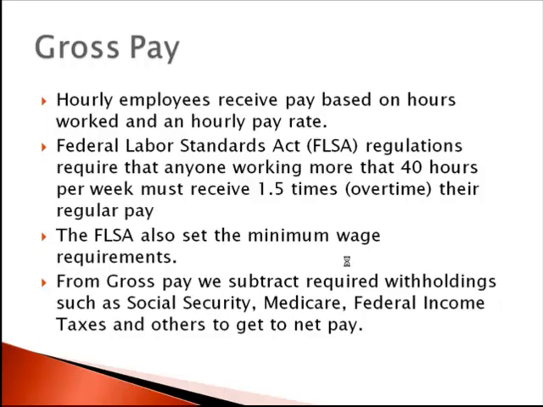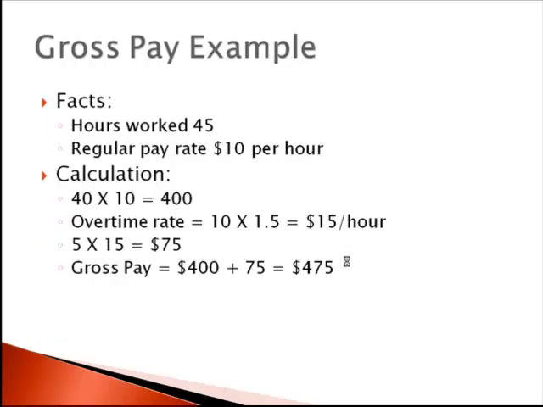The easiest way to explain the process to calculate gross pay is through an example. And here we have some facts. If Betty works 45 hours in 1 week and Betty makes $10 per hour, her gross pay is calculated as follows. 40 times $10 per hour for the 40 hours worked for regular pay rate equals $400. And to that we add her overtime hours times her overtime rate. Her overtime rate is calculated by taking her regular pay rate, multiplying it by 1.5 times, and we get her overtime rate of $15 per hour.